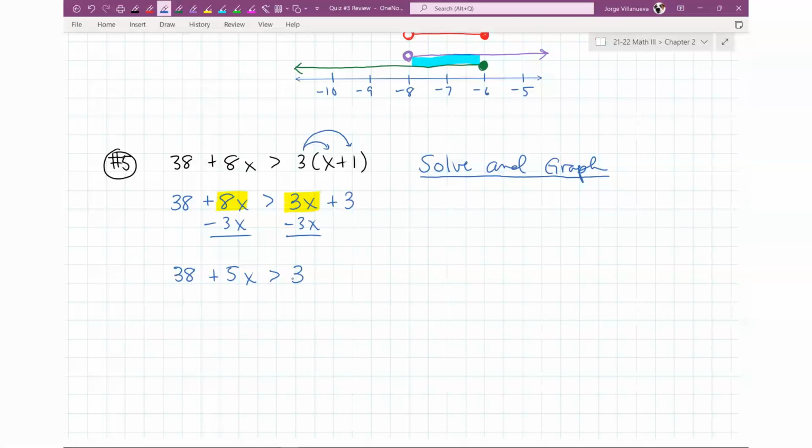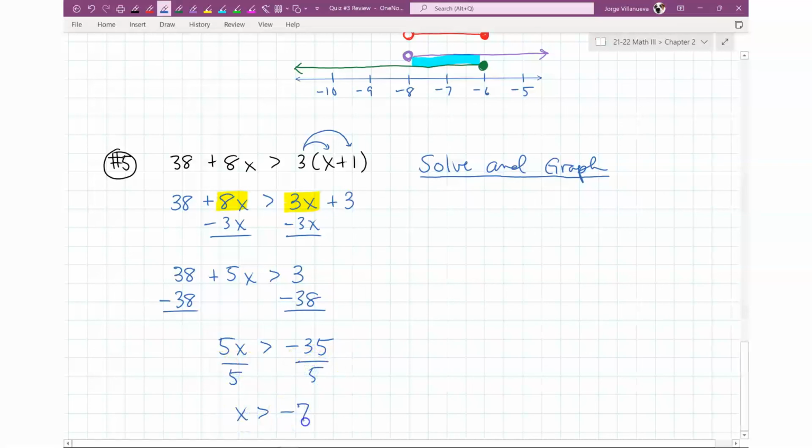So since I want the x to be by itself, I'm going to get that 38 and I'm going to subtract it on both sides. So minus 38 on both sides. I get 5x is greater than negative 35. Last step, division. Divide by 5. So x is greater than negative 7.